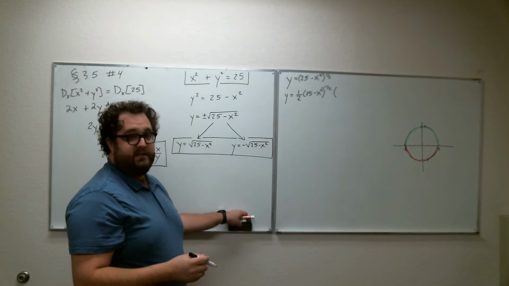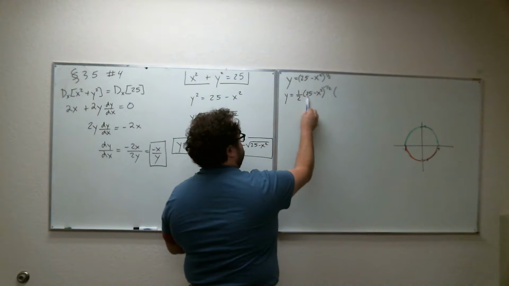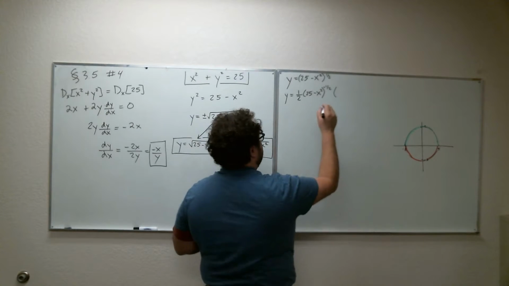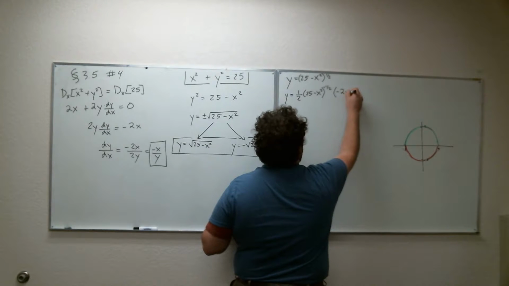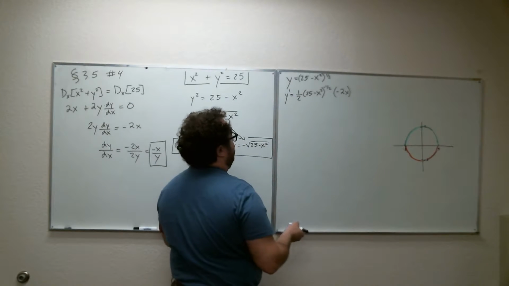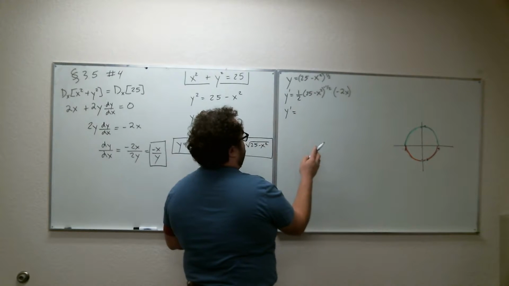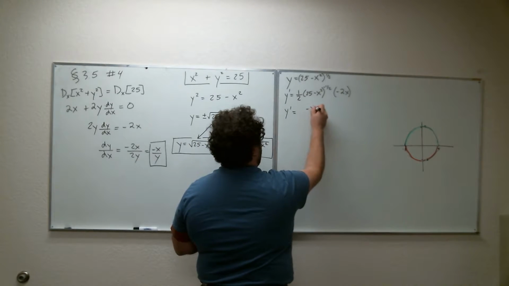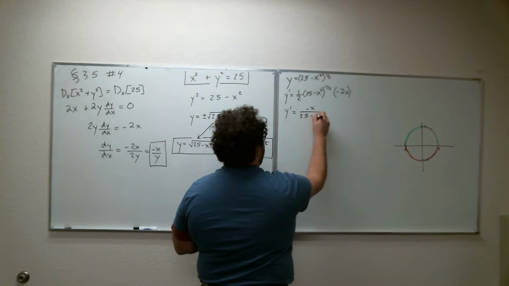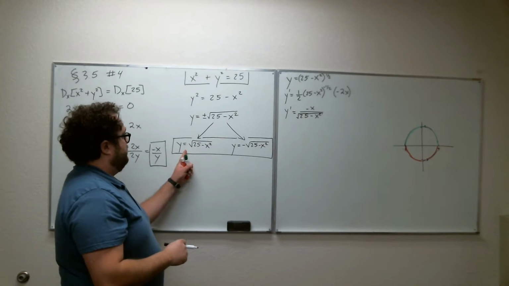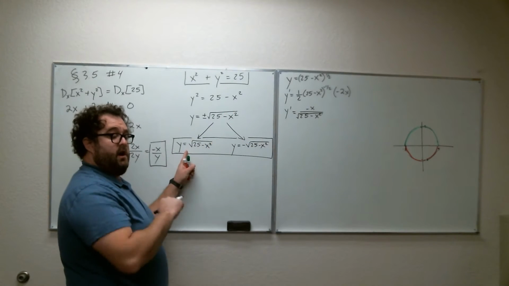times the derivative of our inside function. The derivative of 25 is 0, and the derivative of negative x squared is negative 2x. I then need to simplify that. Oh, I forgot my prime symbol there. So y prime equals, okay, I have a 2 and a 2. Those cancel out, and I'm left with a negative x on the numerator and the square root of 25 minus x squared on the denominator. So there is my derivative of this version, the upper half of my circle.